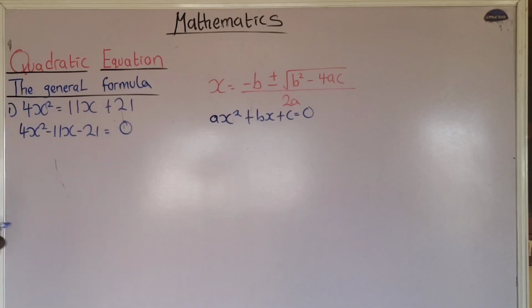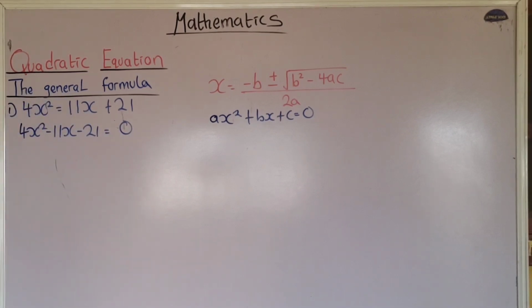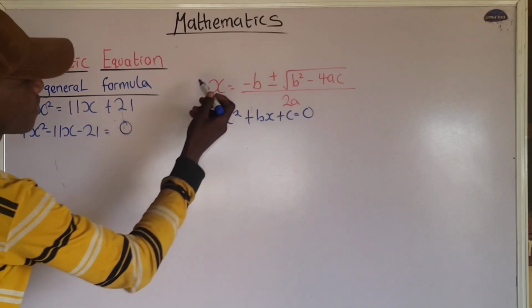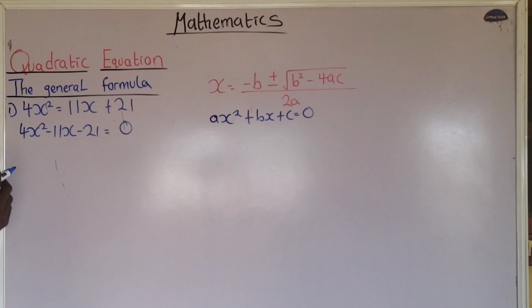You can see now, because if this 11x crosses the equals sign, the positive sign changes to negative, and the negative 21 is as well going to change to positive 21. Wait, correcting that: the positive 11x becomes negative 11x, and the positive 21 becomes negative 21. So the quadratic equation becomes like this. Now the next step: don't forget that the general formula of a quadratic equation is this. So I'm going to identify my A, B, and C.